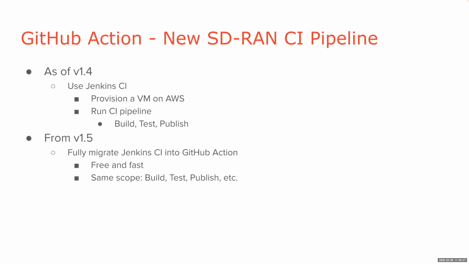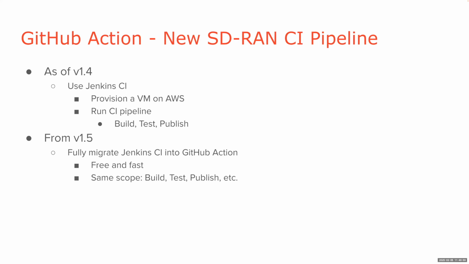Previously, as of 1.4, we used Jenkins CI. So the steps are quite simple. If we create a PR or merge a PR in our repository, then Jenkins CI has a webhook system. So once we create or merge a PR, Jenkins CI can capture that event. And once it's captured, Jenkins starts provisioning a virtual machine on AWS and then runs the CI pipeline, like the build process, test process, publish process, etc.